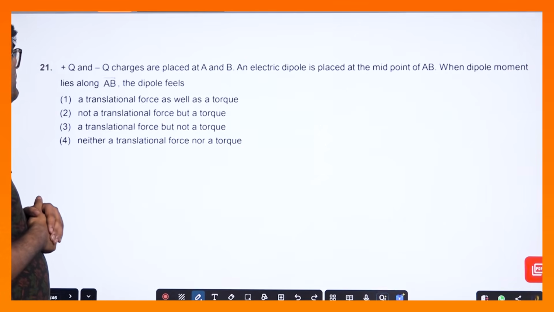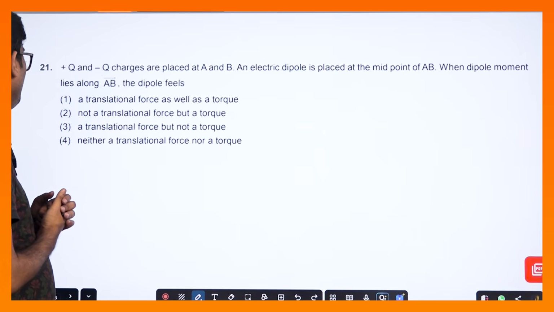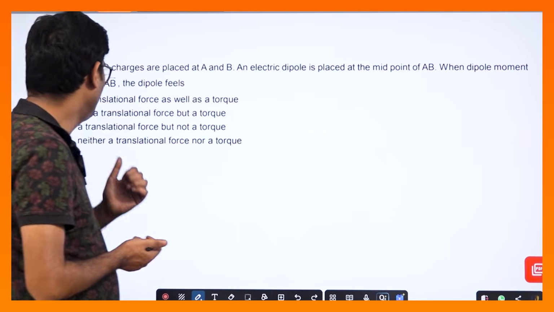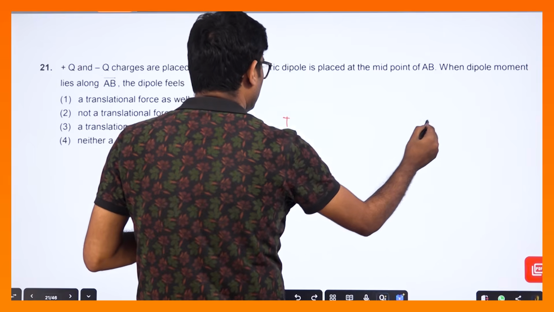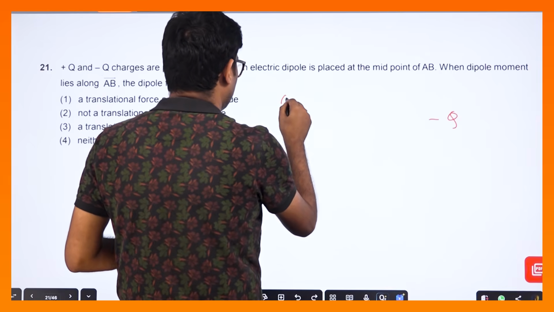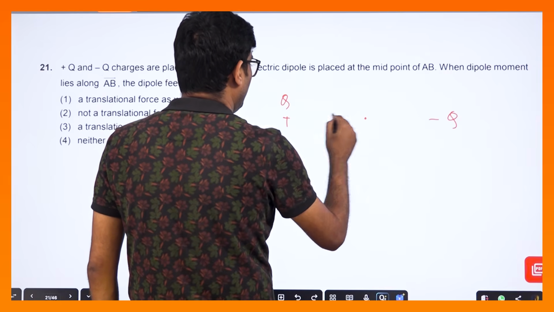Plus q and minus q are placed at A and B. An electric dipole is placed at the midpoint. When the dipole moment lies along AB, the dipole fields. A plus q and minus q charge are placed, right? At the midpoint, the electric field is 0.